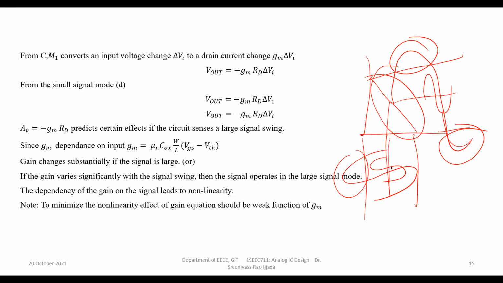So what is it saying? If the gain varies significantly with the signal swing. What is the meaning of signal swing? Input voltage swing. Swing means this is the swing. If it is less, no problem. If it is more, then your signal may go in the non-linear direction, and you will get non-linear gain. Non-linear gain means your gain is not constant. Generally you want a constant gain. Okay.